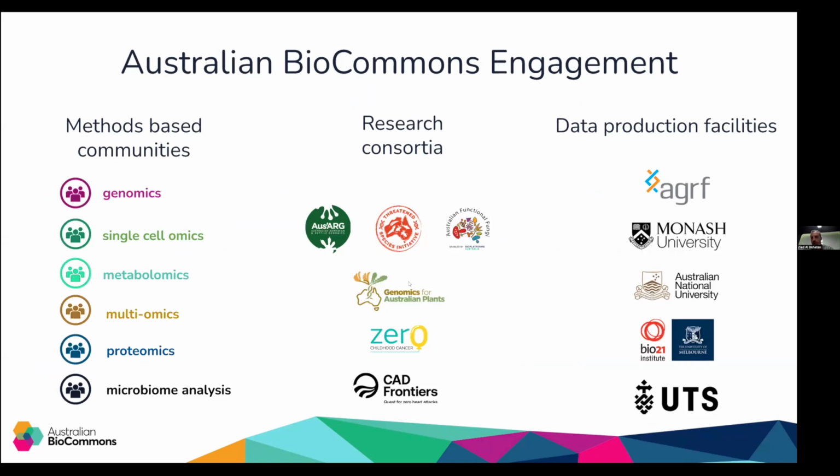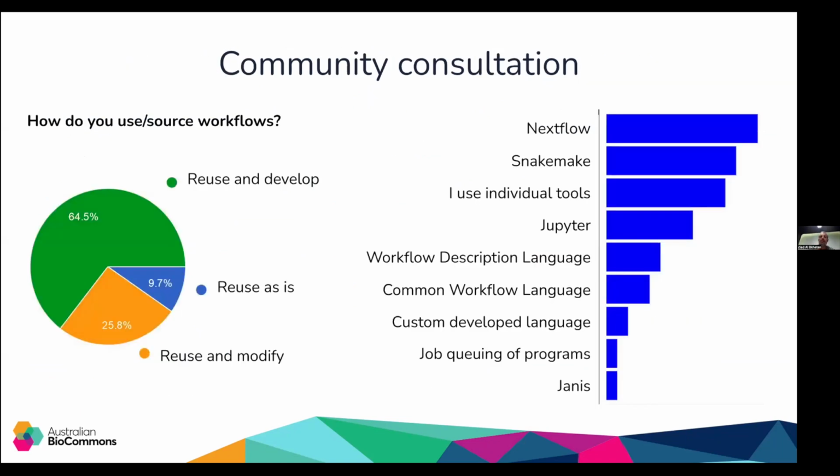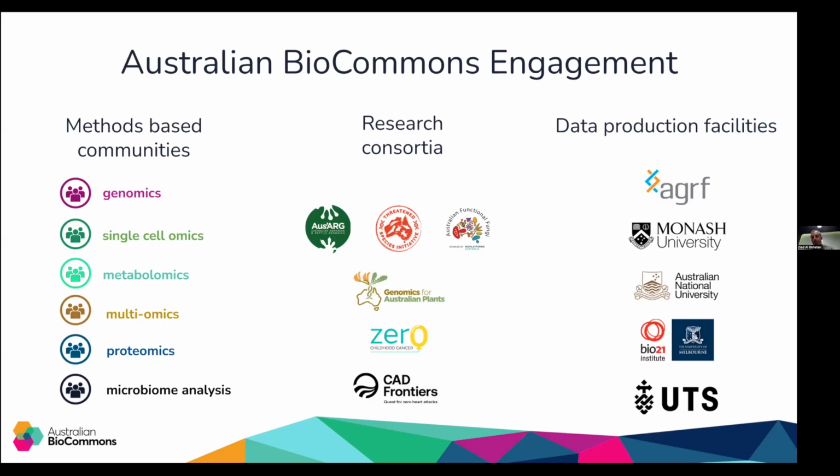The way we usually work, we engage with different life science communities that can focus on specific methods like genomics or single-cell omics, or consortia that focus on specific species. We also work with data generation facilities. The main aim of these engagements is to identify common problems that these communities face. Then from our side, we try to find solutions to avoid these problems or at least mitigate their impacts.